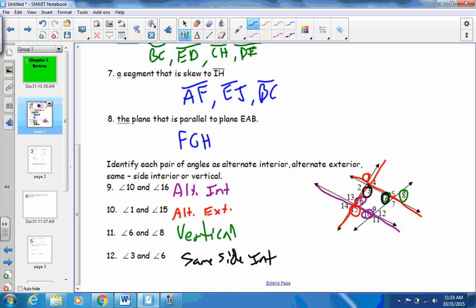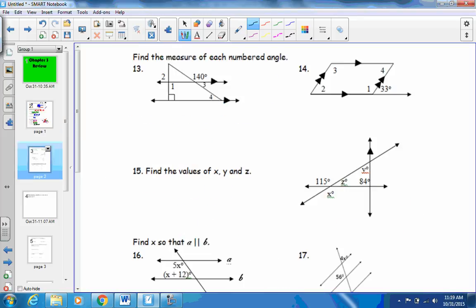All right, knowing these angle pairs will help with other things as well. Going forward, let's go to page 2. It says number 13, find the measure of each numbered angle. So we'll do number 13. Ooh, we gotta find a lot of them here.